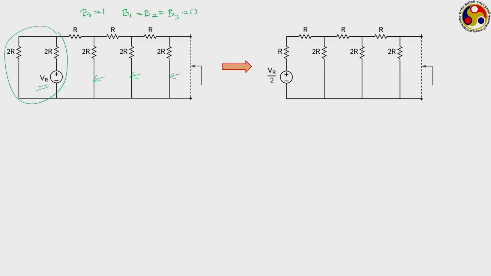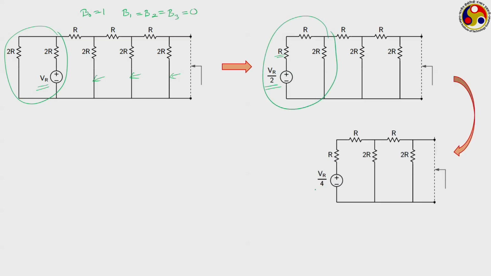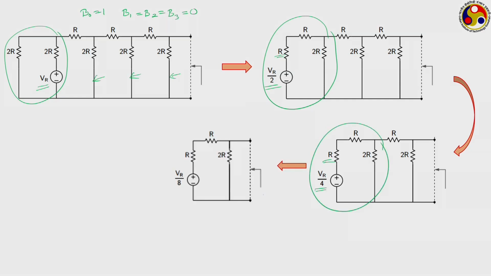Now we can reduce this. Take this particular portion, there are 2 2R resistors. If we combine them, their equivalent becomes R and the voltage gets divided to VR by 2. Now we take this particular circuit, we reduce that, the voltage becomes VR by 4 and the equivalent resistance is R. Now we take this particular circuit, this is just a simple application of Thevenin's theorem and circuit theory. So again it becomes VR by 8. In each step the voltage gets divided by a factor of 2.